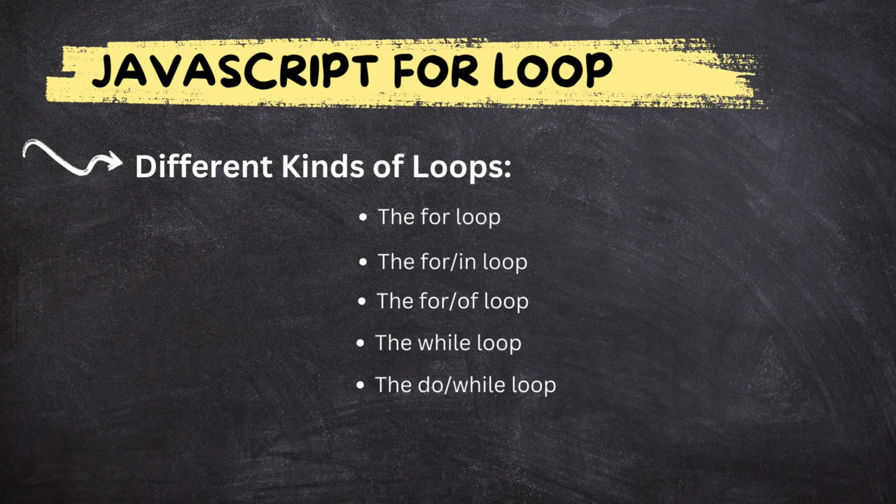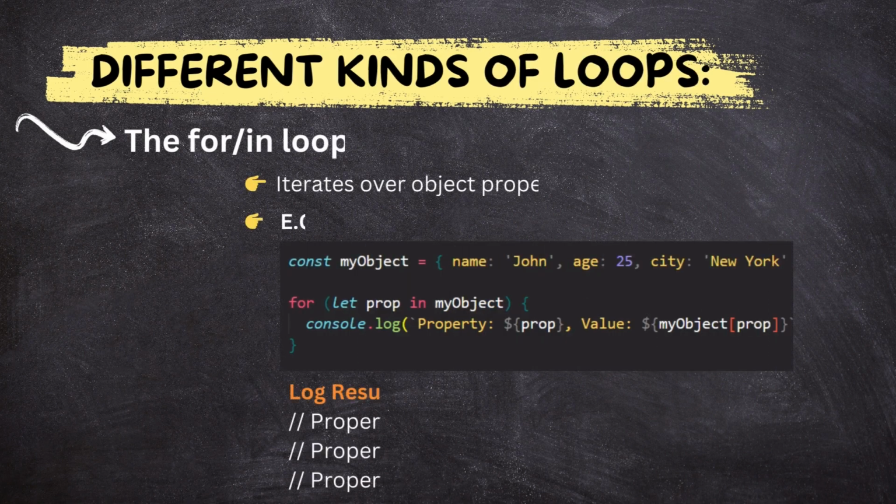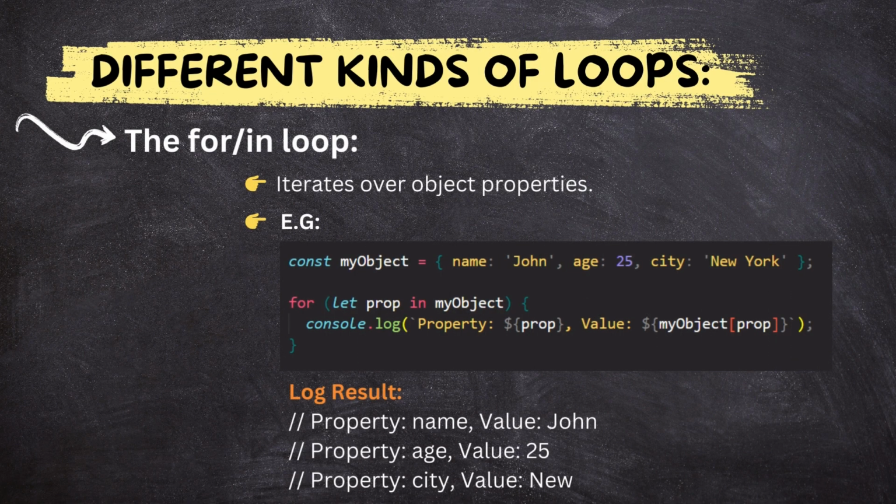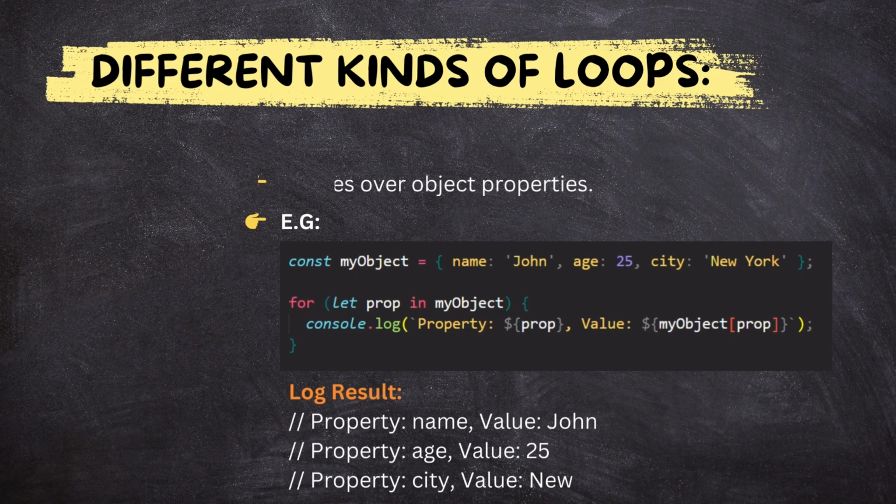But before we get into the details of the for loop, let me briefly introduce you to the other types of loops that JavaScript offers. The second loop, after the for loop, is the for in loop. This loop iterates over the properties of an object and executes a block of code for each property. For example, we can use this loop to print the name and value of each property of an object.